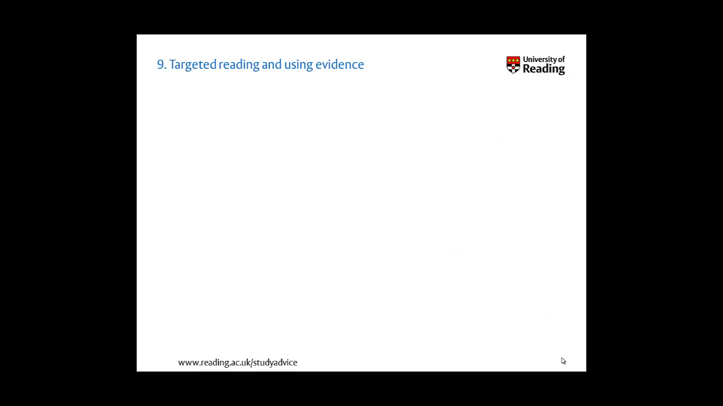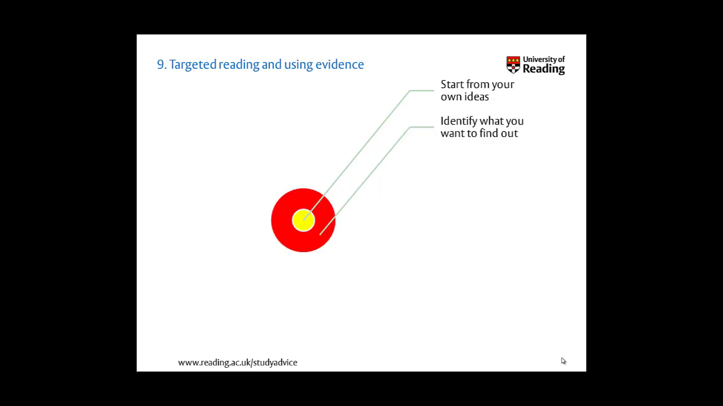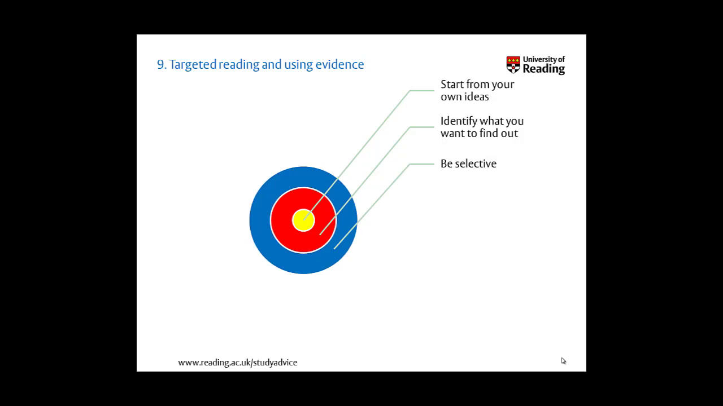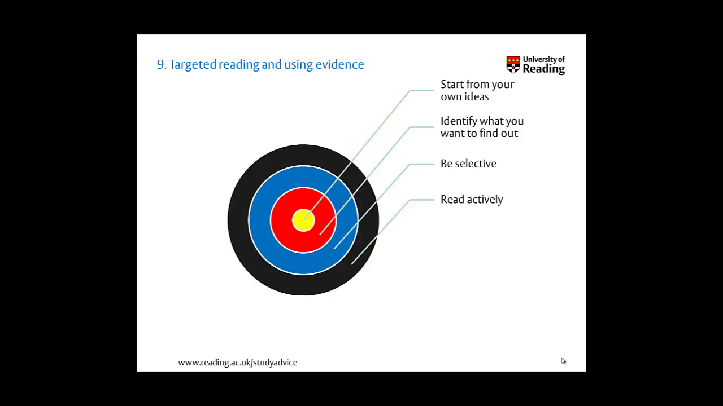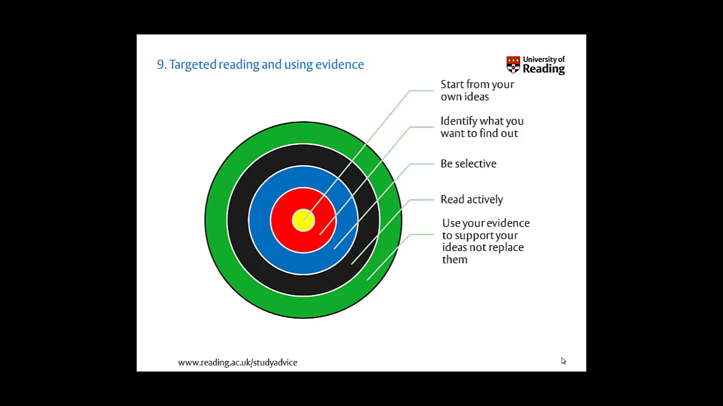So to recap, to be targeted in your reading and use of evidence, start from your own ideas so you can have a direction from your research. Identify what you want to find out to give your reading a focus. Be selective in what you choose to read. Start with 2 or 3 sources and identify further gaps. Read actively by annotating and engaging with what you read. And use your evidence to support your points and not replace them.